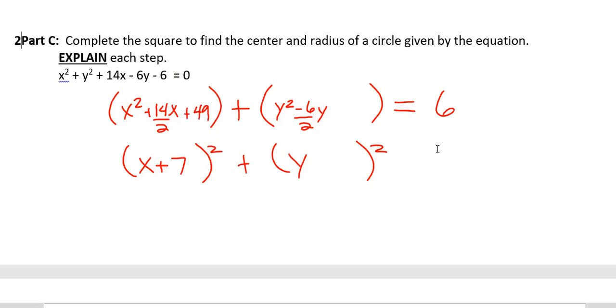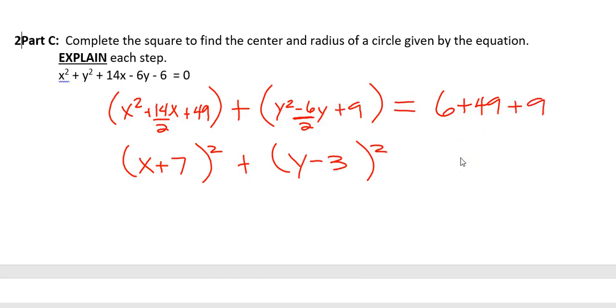Remember, if we add the 49 to the left over here, we have to add it to the right over here. So here again, we're going to divide the negative 6 by 2, and that's going to give us negative 3. Once again, we're going to take this negative 3 and square it. That's going to give us 9, and we're going to put the 9 up here, so that's going to be plus 9. And remember, if we add it to the left, we have to add it to the right. So then when we add these three numbers together, we get 64.